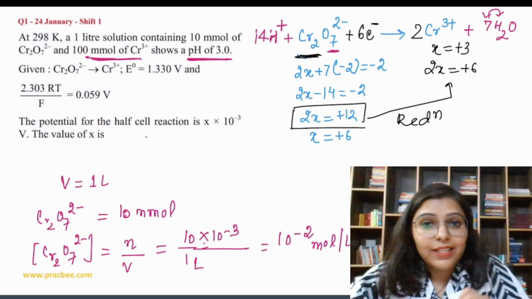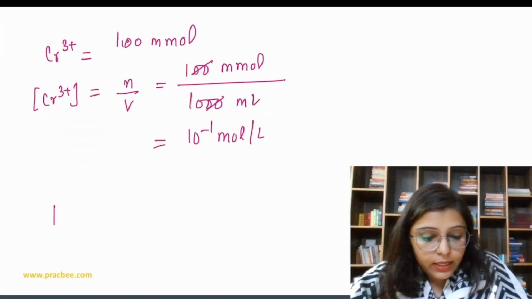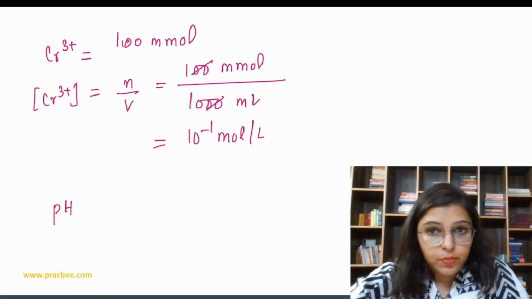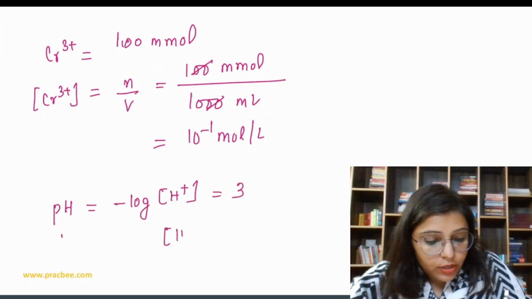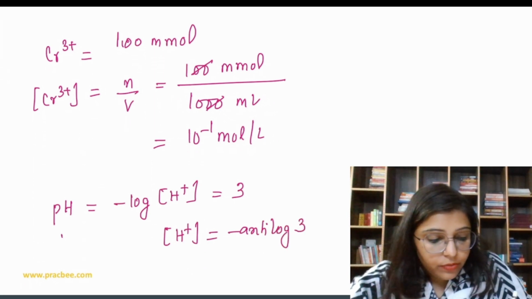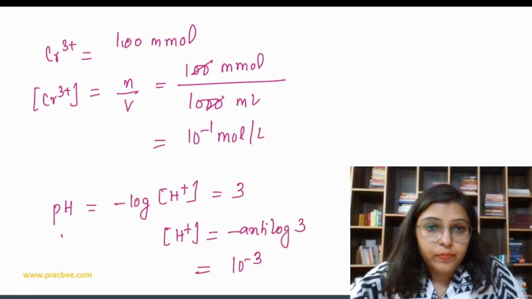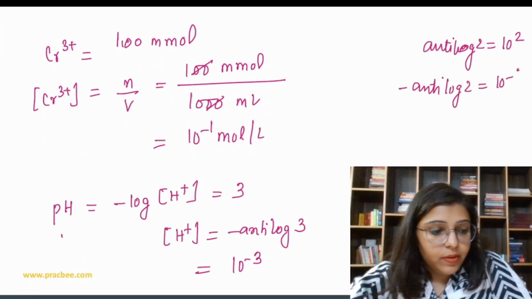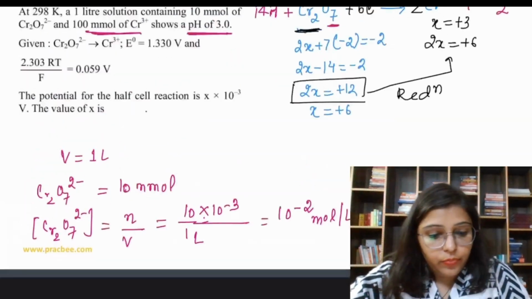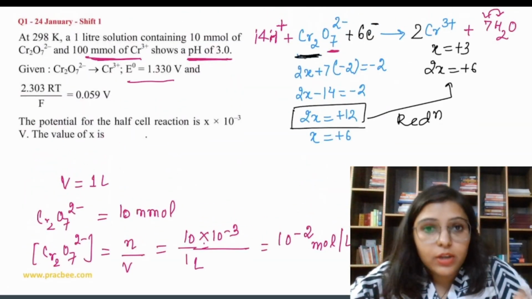pH is 3. So if pH is 3, we can find out the concentration of H plus from here. pH is minus log of H plus, which is equal to 3. So concentration of H plus is antilog of minus 3, which is equal to 10 to the power minus 3. Okay. Now next information.